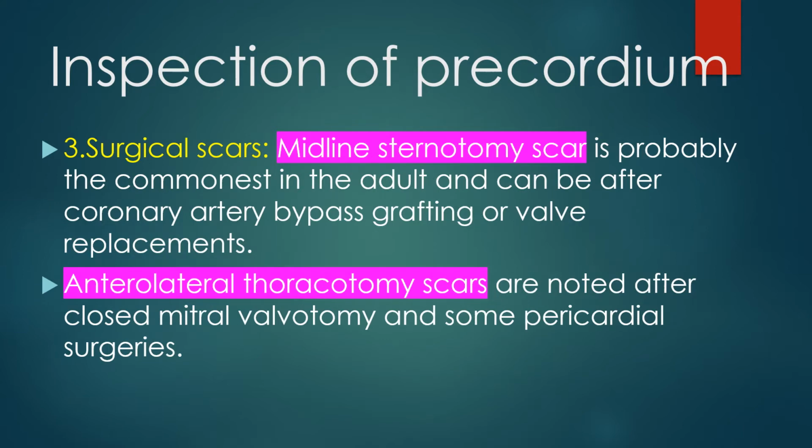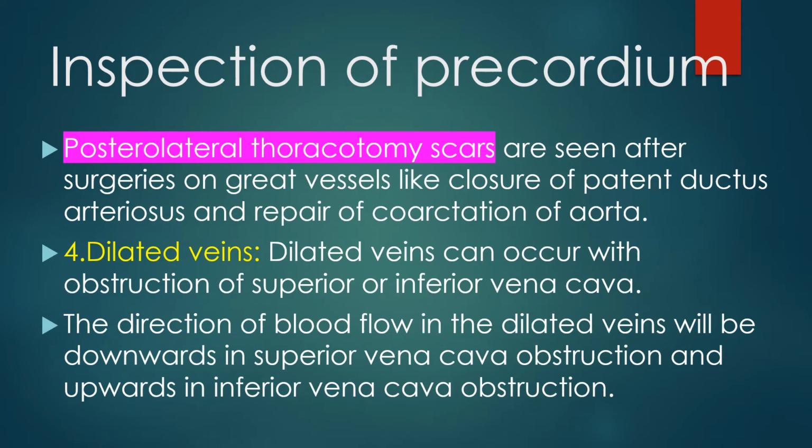Third category is surgical scars. Midline sternotomy scar is probably the commonest in the adult and can be after coronary artery bypass grafting or valve replacements. Anterolateral thoracotomy scars are noted after a closed mitral valvotomy and some pericardial surgeries. Posterolateral thoracotomy scars are seen after surgeries on great vessels like closure of patent ductus arteriosus and repair of coarctation of aorta.